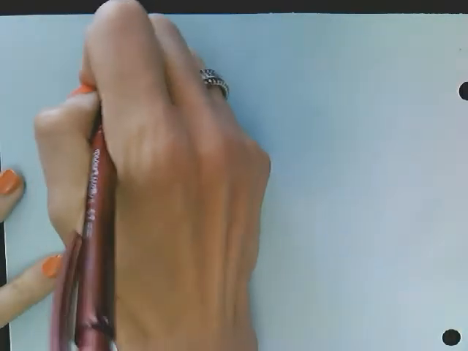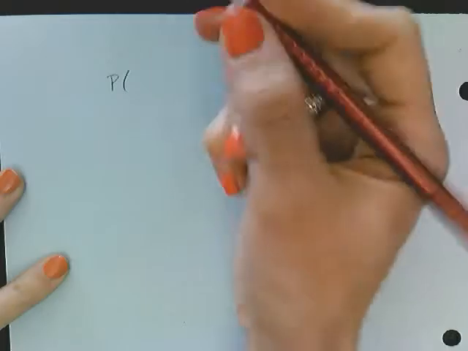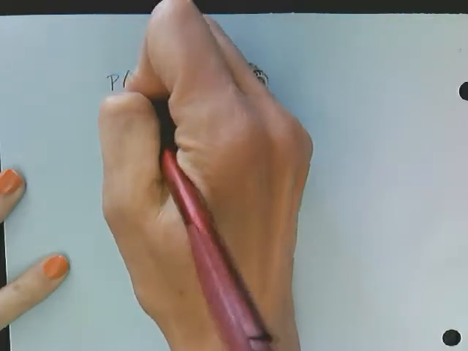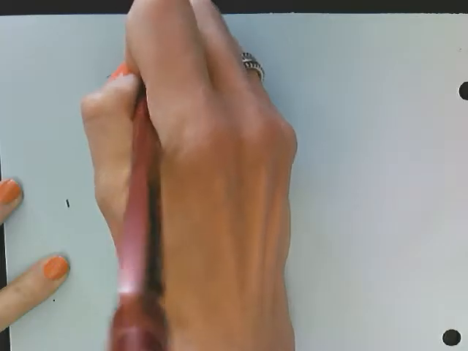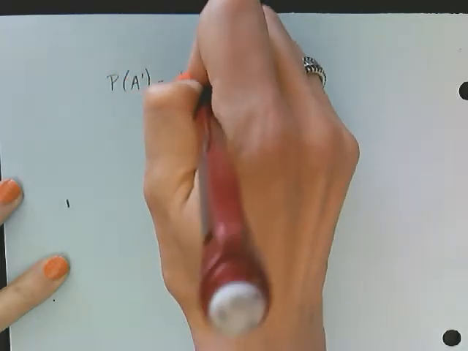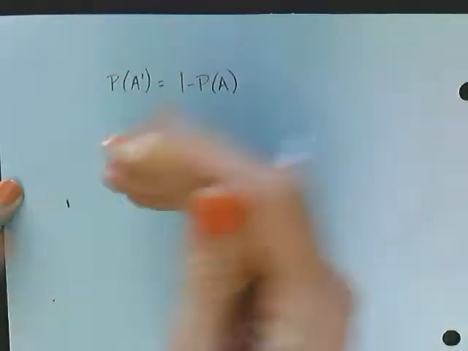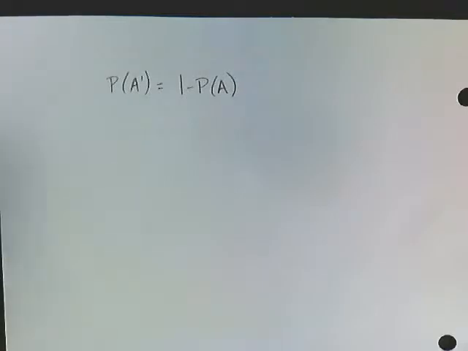Okay, so we need to write out our formulas for this section. And the formulas that we want, the first one we're going to start off with is that the probability of A naught is equal to 1 minus the probability of A. So this is the complement rule.